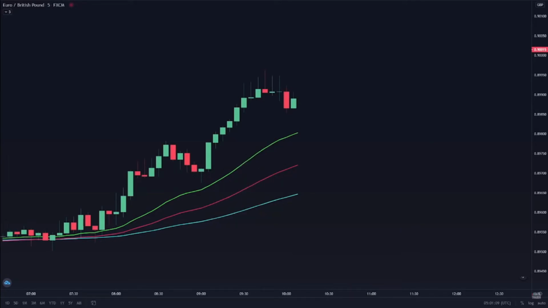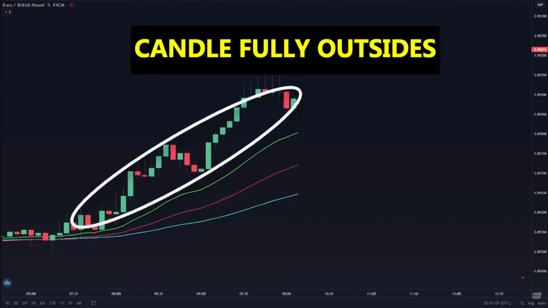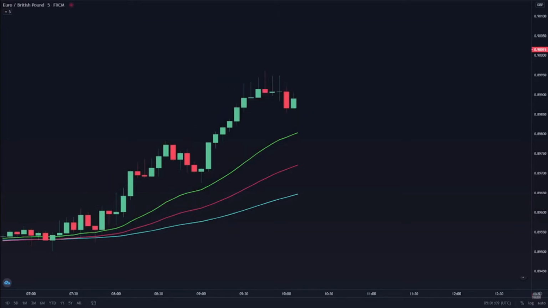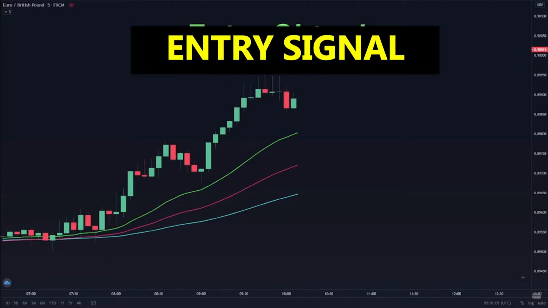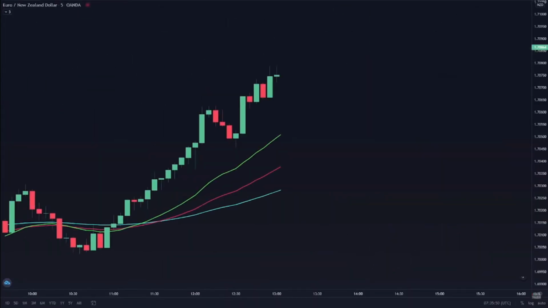The position of the candles is also important. You want to find a setup where the candles are fully outside of the 25 EMA like this. So once you've identified the setup, the next step is finding our entry signal. Our entry signal will be when the price makes a pullback and closes below the 25 or 50 EMA. Let me show you what it means.